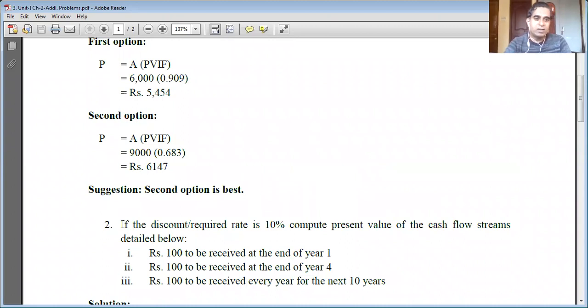Okay, so here they have given you three situations where you have to find out the present value. So they are directly given. If the discount or required rate is 10%, compute the present value of the cash flow streams detailed below. Okay, there are three streams of cash flows, 1, 2, and 3. So separately you have to find out the present value.